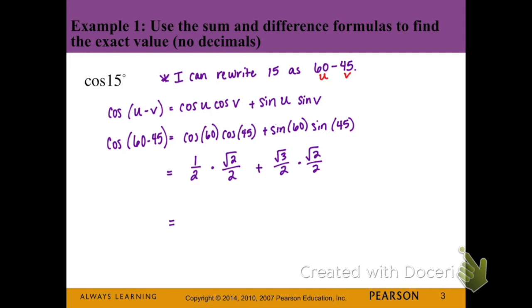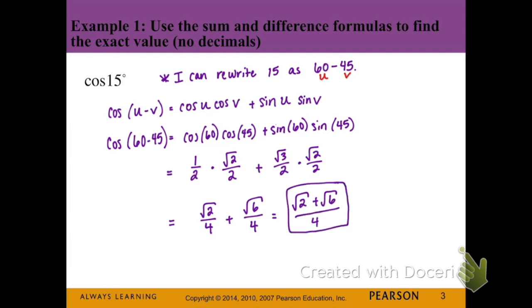And now all we need to do is simplify this algebraic expression. So we're going to start with the first two, 1/2 times square root 2 over 2. And we get square root 2 over 4, multiplying our numerators and denominators. And then we get plus square root 6 over 4. We're going to rewrite this as one fraction, and we get a final answer of square root 2 plus square root 6, all over 4.